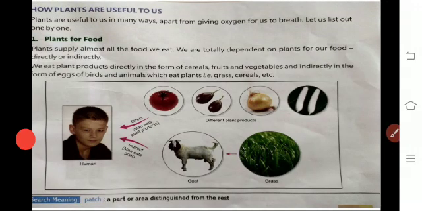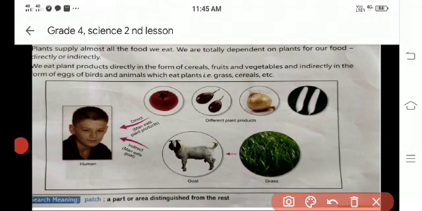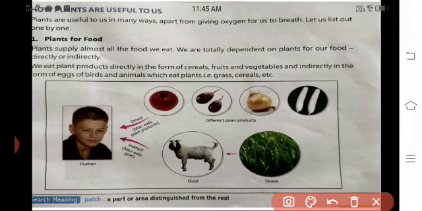Next, you can see the picture of plants. See how plants are useful to us. Plants are useful to us in many ways. Apart from giving oxygen for us to breathe, let us list them out one by one.